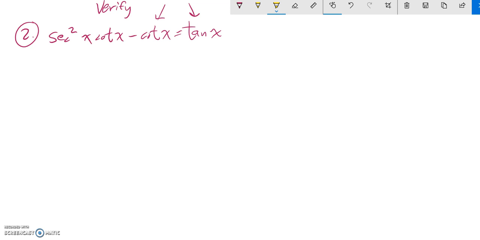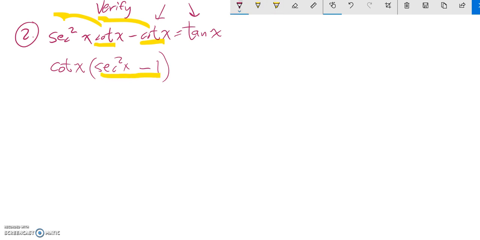And I notice that each of these have a cotangent in them. So what I'm going to do is factor a cotangent out of both terms. So I leave them as cotangent of x multiplied by secant squared of x minus 1. And great, this is a Pythagorean identity. That's equal to tangent squared.